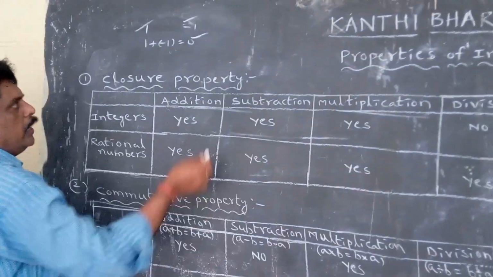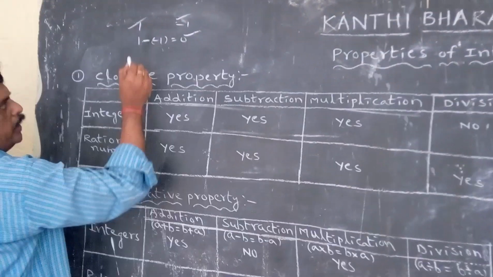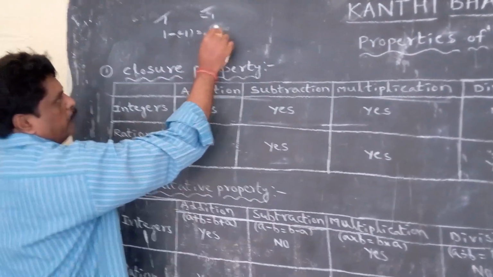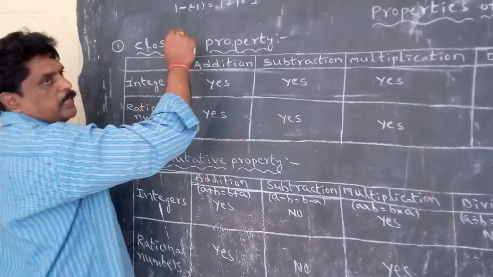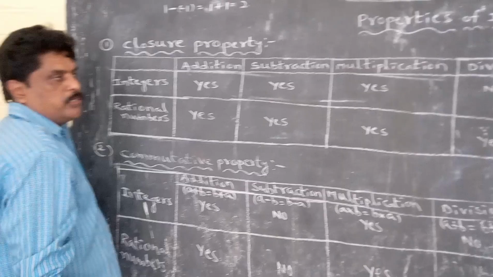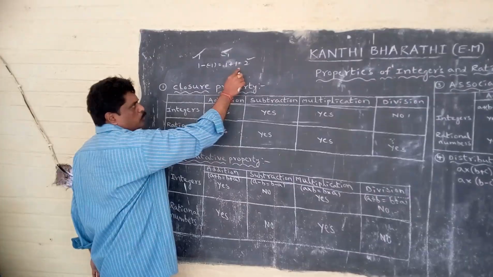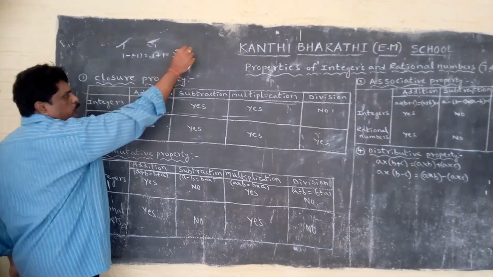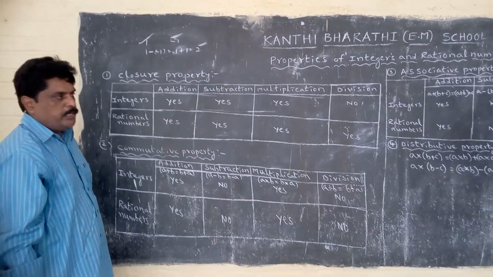Okay. In subtraction, I have to write 1 minus minus 1 here. 1 minus minus 1 means 1 plus 1 is equal to 2. Here 1 is an integer, minus 1 also is an integer. The subtraction of 1 and minus 1, that means 1 plus 1 is equal to 2, is also an integer. So closure property exists in subtraction for integers.